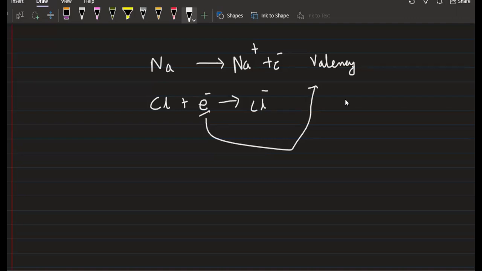Got it, everyone? Now, just think about this. I'm giving you another atom. Cl minus, right? So minus 1. Cl is taking one electron. So obviously 1 is its valency. Got it? Right?